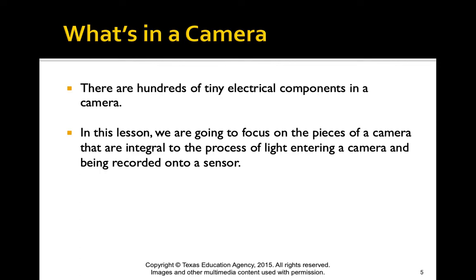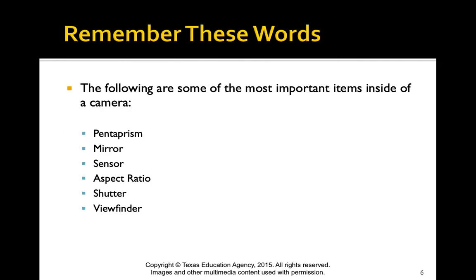So what's in a camera? There's a bunch of stuff all through it, but we're going to talk about some main ones. We're going to talk about the pieces that are integral for the process of light getting into the camera and getting to the sensor. So these are the six parts of the camera that you will need to know for the quiz, and a few other things after that. The pentaprism, the mirror, the sensor, aspect ratio, shutter, and viewfinder.